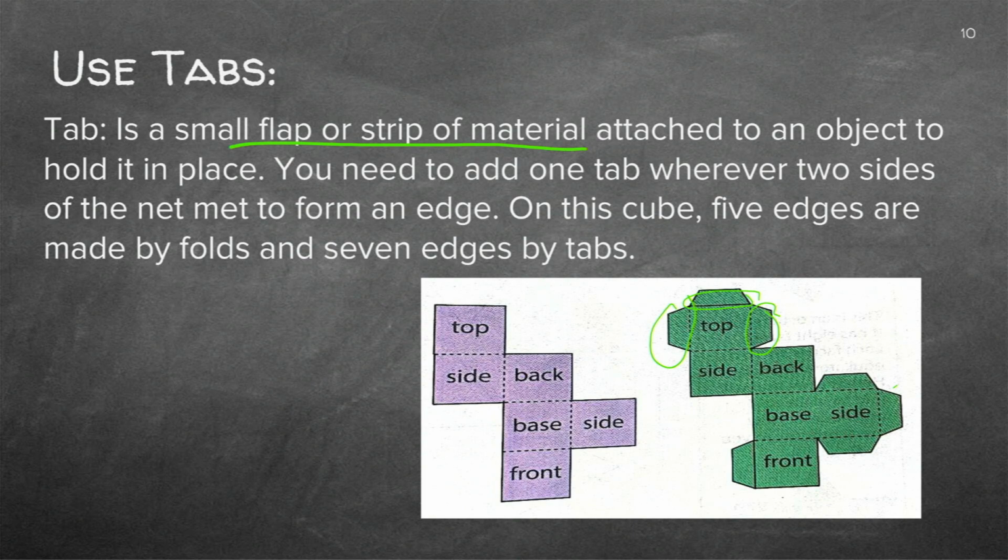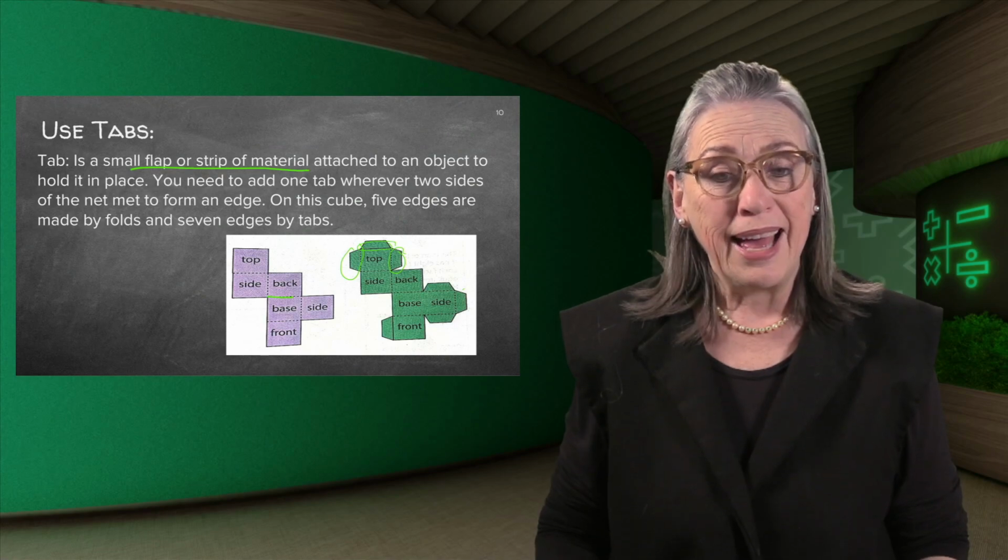You need to add, now if you draw, this is the net, right? This is our cube. So you need to add one tab wherever two sides of the net met to form an edge. So remember there's a fold, and then where there's an edge, we put these little tabs on. And on this cube, we've got 5 edges made by folds and 7 edges by tabs. So if you want to have fun, you can try and cut this out and give your little edges and fold it back and see. Then you don't need glue or anything. There's your cube. Have fun.